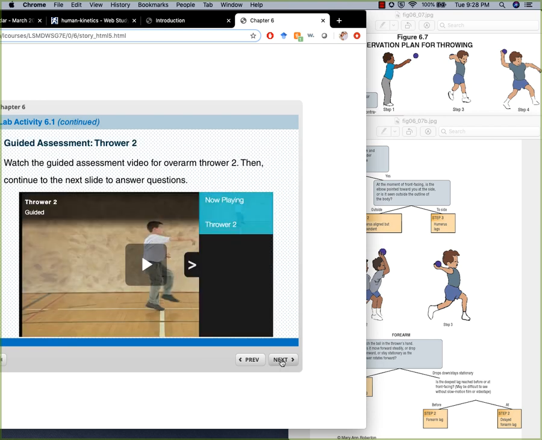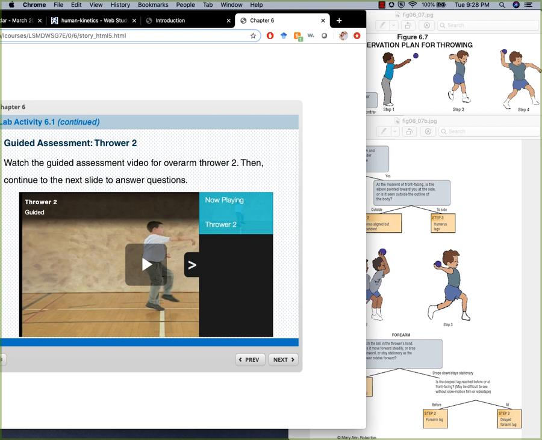Okay, so now you're ready to watch the guided video assessment for thrower 2. Again, use figures 6.7 and 6.7b to help you make decisions about the step for each component action. Take notes in terms of the foot, trunk, backswing, humerus, and forearm actions. Once you have watched the video and taken notes, you can hit the next button and start answering questions about thrower 2 and see if your observations were correct.